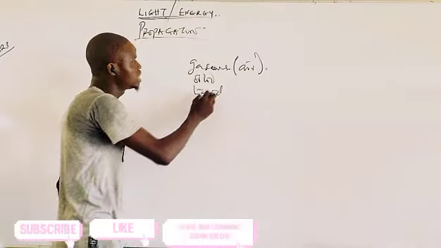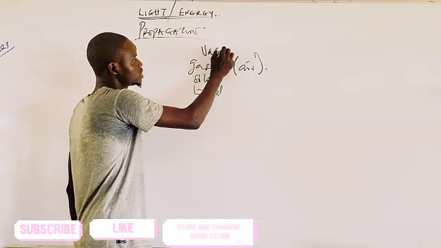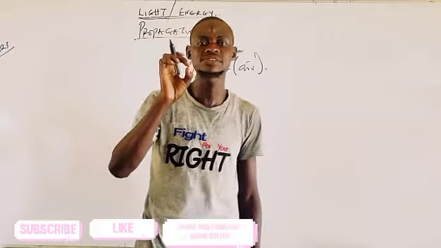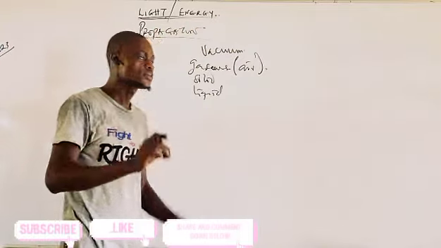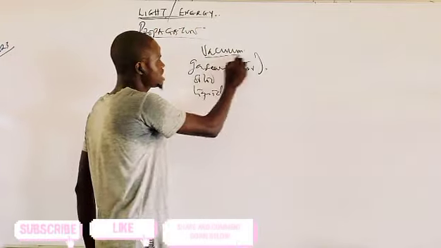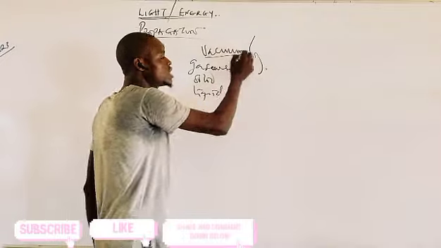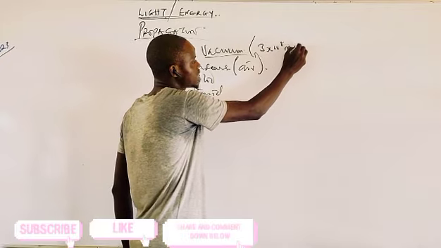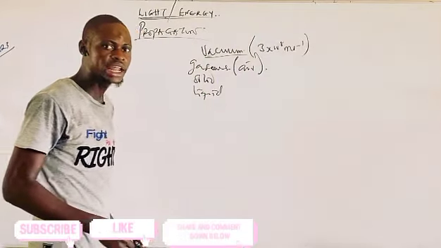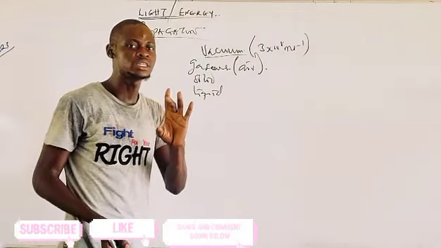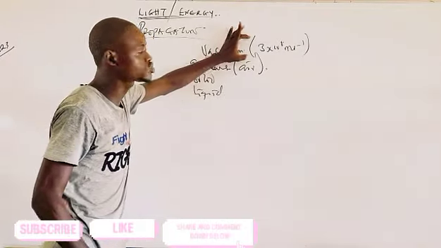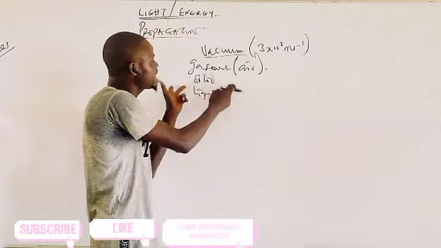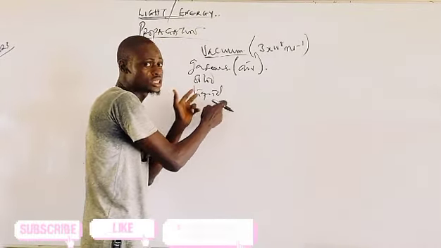Light can also travel in a vacuum. A vacuum is a medium that does not have any material in it. Light travels at a constant speed of 3 times 10 raised to 8 meters per second in a vacuum. It has the fastest speed when it is traveling in a vacuum, but it has the slowest speed when it is traveling in any form of material medium, either solid or liquid.